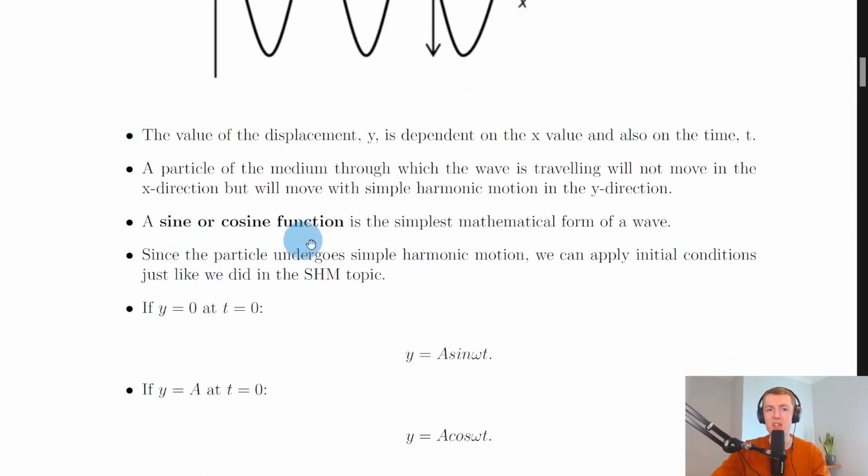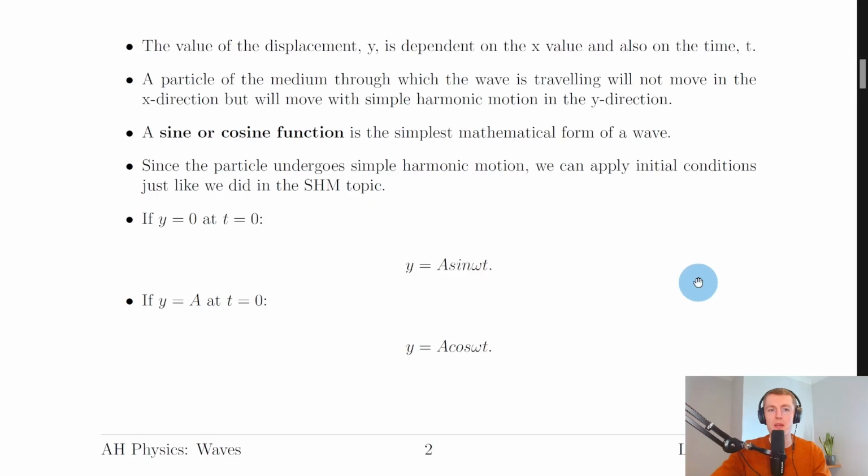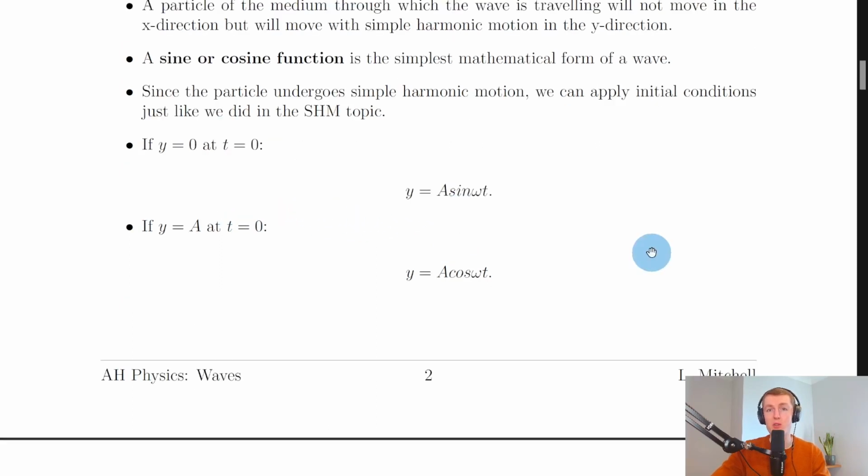It then says a sine or cosine function is the simplest mathematical form of a wave. And in this example, it doesn't start at the origin, it starts at maximum amplitude away from the equilibrium position. So that means this is a cosine wave here. It then says that since the particle undergoes simple harmonic motion, we can apply initial conditions just like we did in the simple harmonic motion topic. And remember, initial conditions just means what happens when time t equals 0.